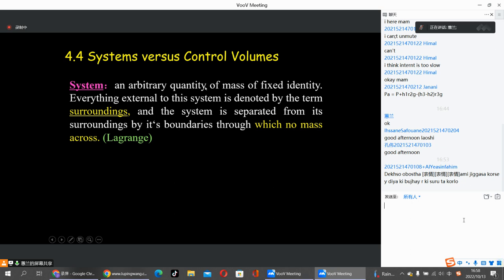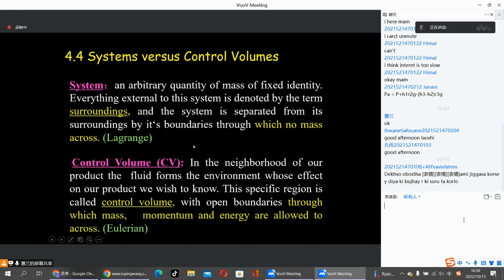Or we can say a system is actually a collection of fluid particles. And everything external to this system is denoted by the term surroundings. The system is separated from its surroundings by its boundary, through which no mass occurs. So a system is a collection of fluid particles, separated from the surroundings by its boundary, and across the system boundary there will be no mass going out or coming in.